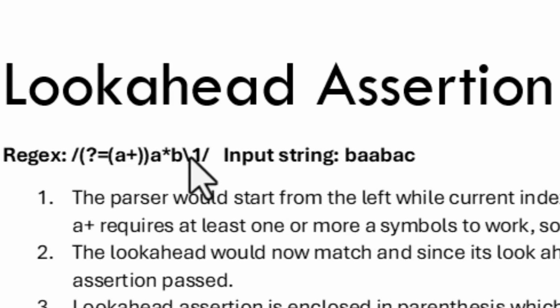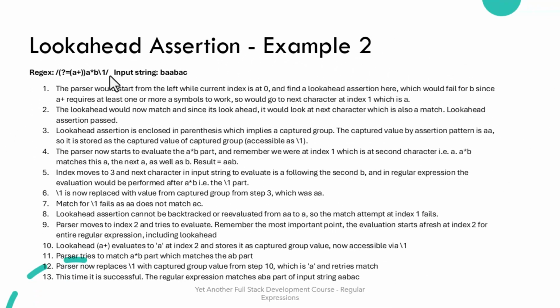Now we come to this backslash 1 part, and if you recall, the A plus had evaluated to a single A this time. Backslash 1 is replaced by A with the parser and a match attempt is made. This time it is successful because the A following the B is a match for backslash 1 this time.